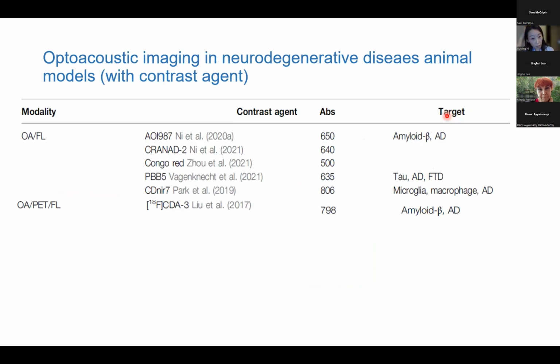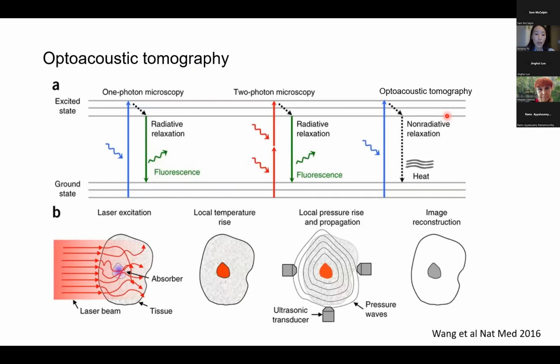So far, several papers have been published using such a method in combination with fluorescence imaging, as well as in combination with triple modality optoacoustic, PET and fluorescence imaging. This has been applied for detecting A-beta, tau, as well as microglia and macrophages. So optoacoustic tomography is actually based on a quite simple principle. The laser excites the absorber in the tissue, or it can be induced by an external imaging probe, for example. And this will cause a local temperature change, and the local pressure will rise and propagate, and this change in the ultrasound wave can be detected and used for image reconstruction.